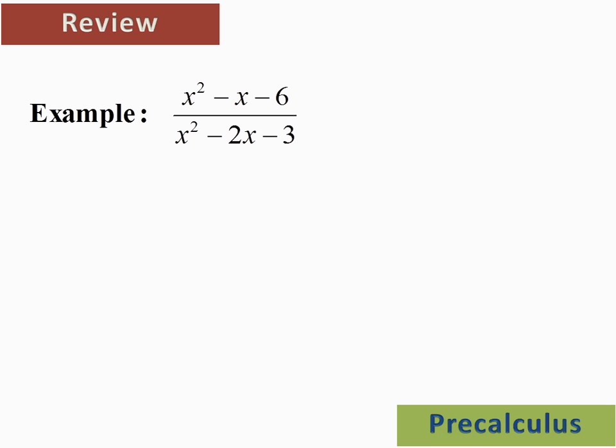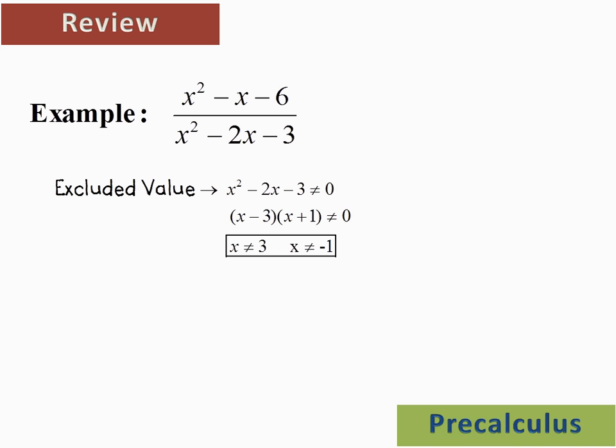Let's do an example. Take x squared minus x minus 6 over x squared minus 2x minus 3 as our example. To find the excluded value, you take the denominator, you factor it, and you find what values would cause that denominator to be 0, because you can never divide by 0. So the excluded values would be 3 and negative 1 in this case.